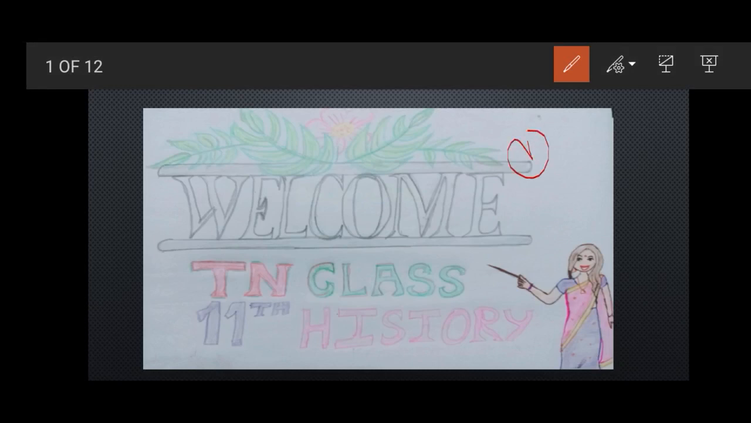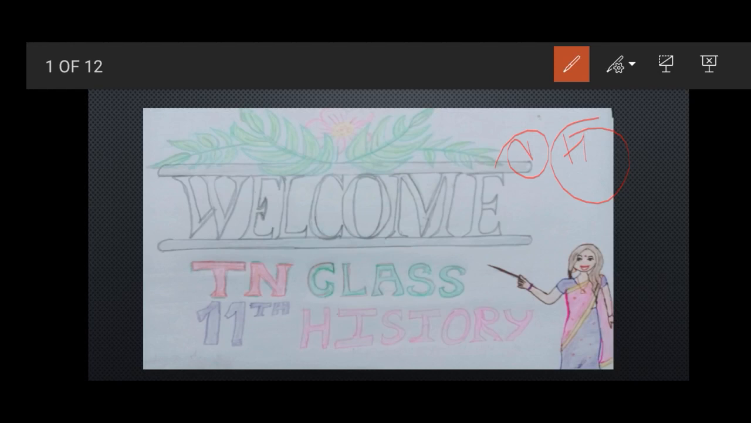First thing is that I'm using my handwritten notes because I feel comfortable in that, and if any of you are facing any handwriting issue, then please ask me in the comment box below. Although I have tried my best to write very clearly so that you can read each and everything very easily.